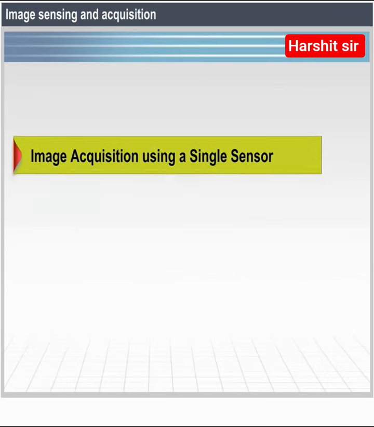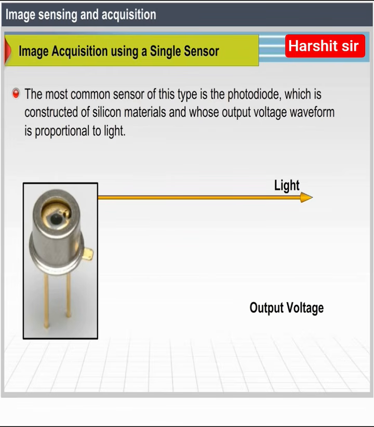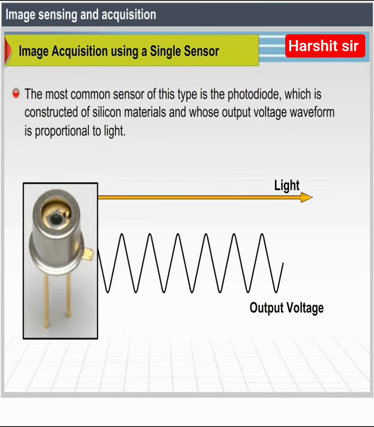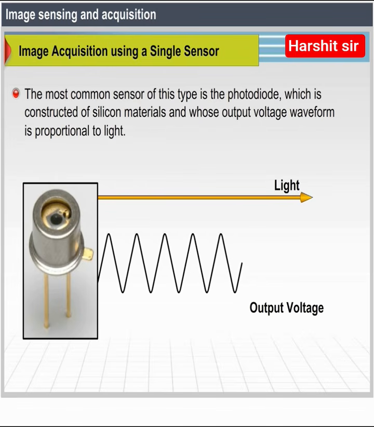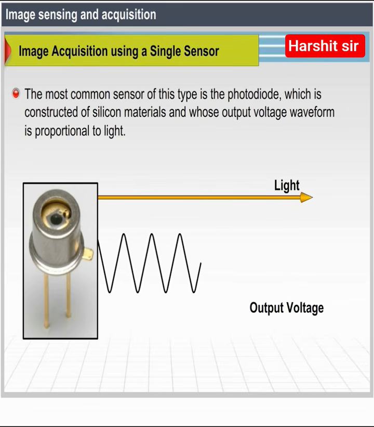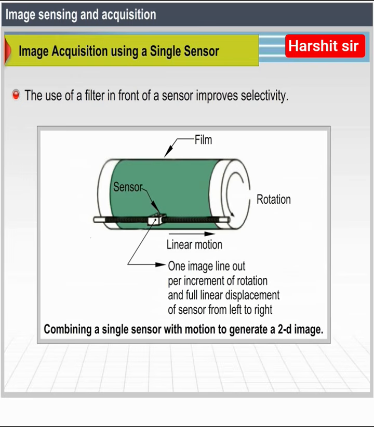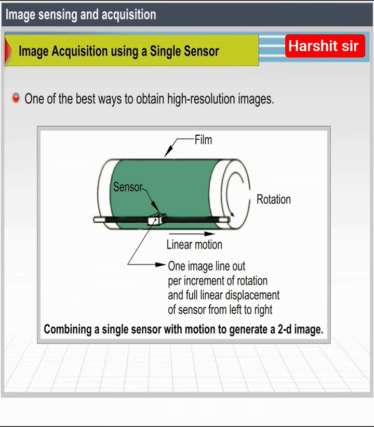Image acquisition using a single sensor. The most common sensor of this type is the photodiode, which is constructed of silicon materials and whose output voltage waveform is proportional to light. The use of a filter in front of a sensor improves selectivity. This is one of the ways to obtain high-resolution images.